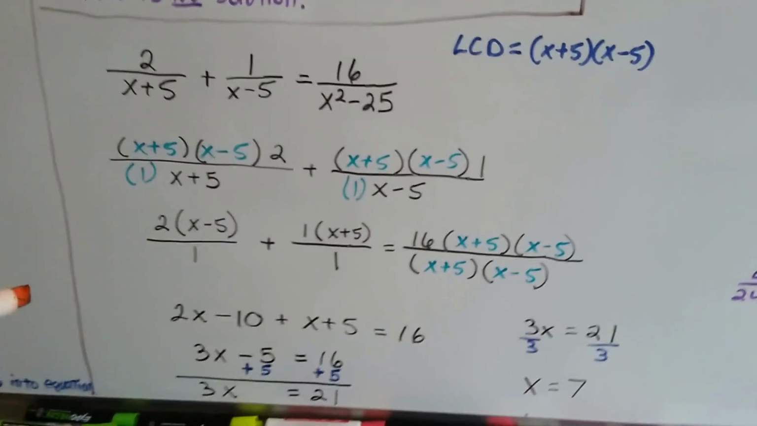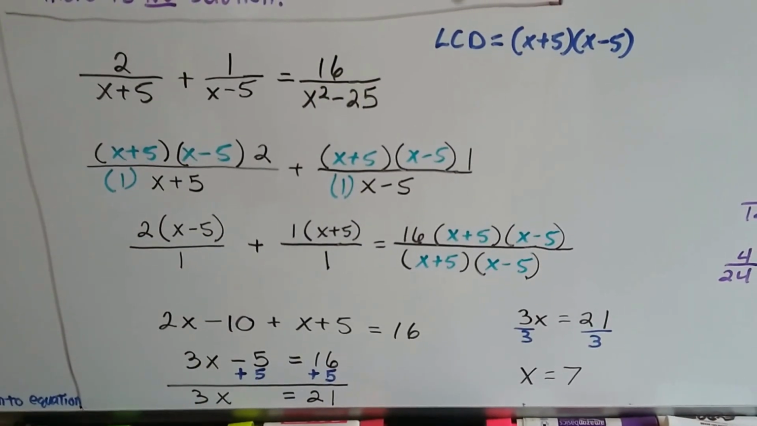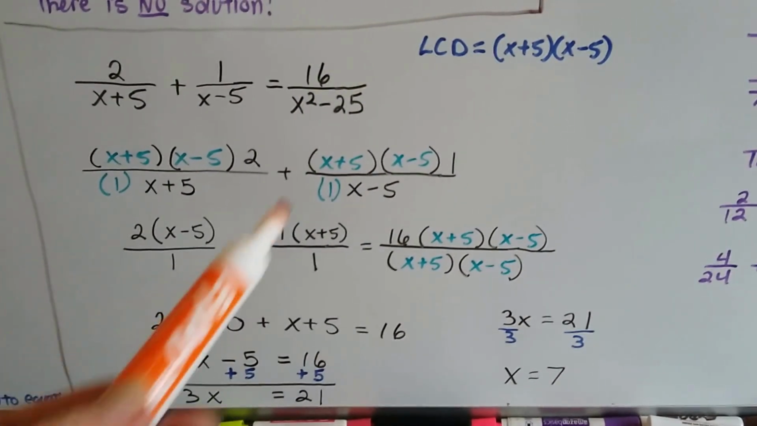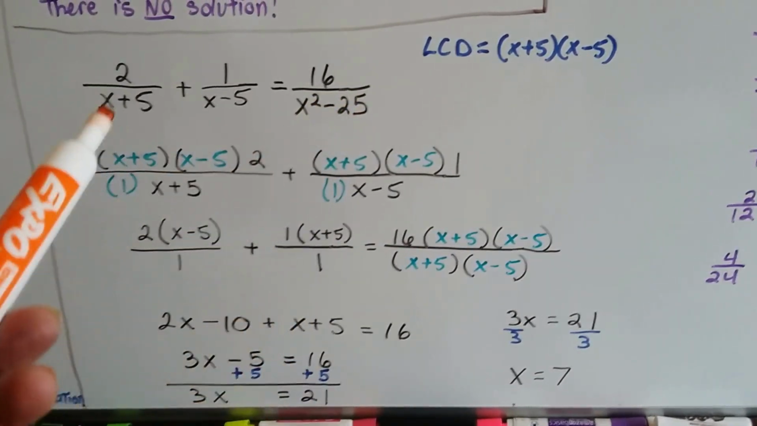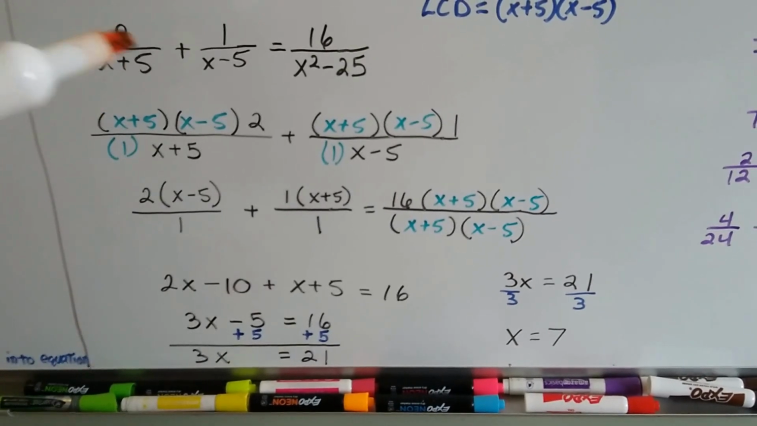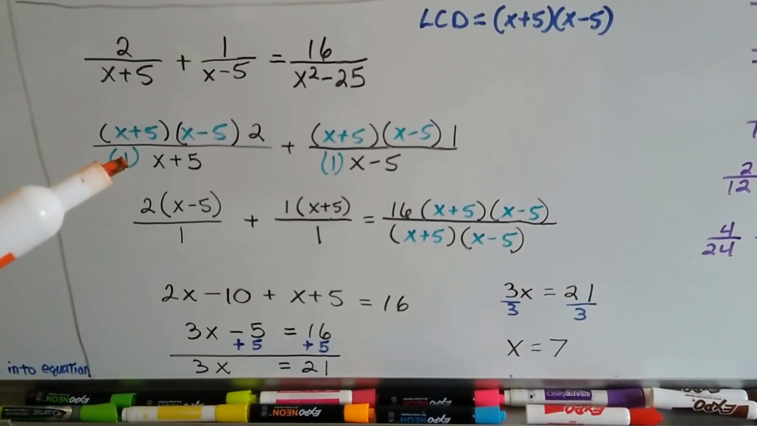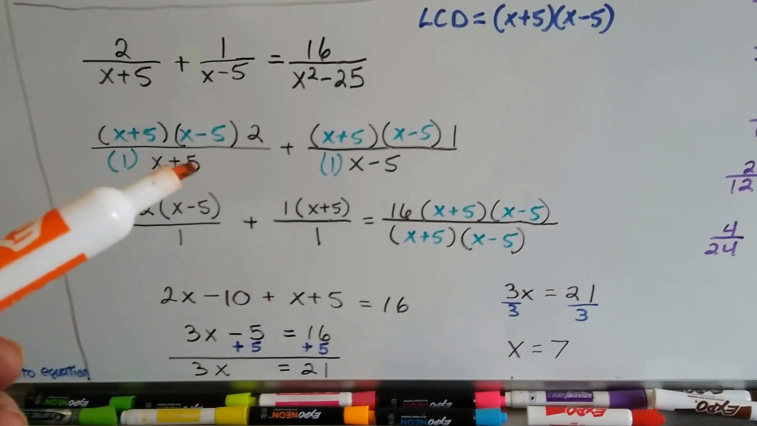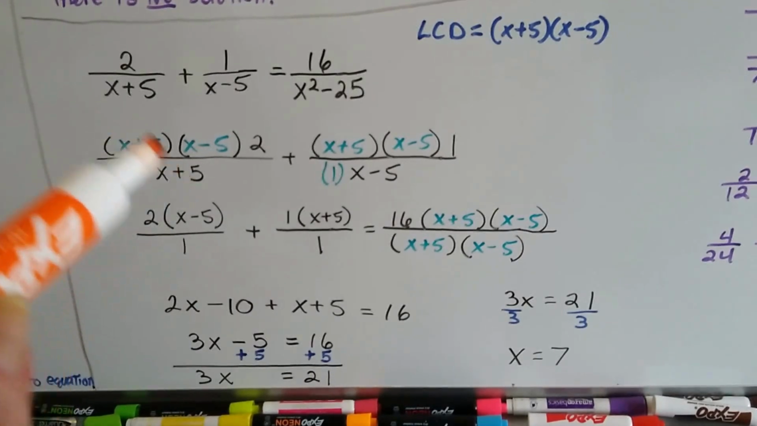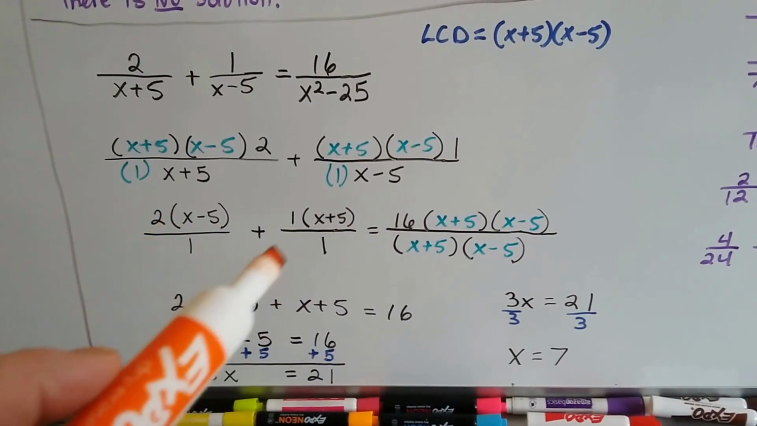And you can see that what we had to do before we could even do this one was we had to factor that denominator. And our LCD ends up becoming x plus 5 times x minus 5. Because that's what this would be factored, and we have an x plus 5, x minus 5 here. So now for this term, we get 2 times x plus 5 times x minus 5, over a 1 times x plus 5. See that? And if you look, these two can cancel out as a 1. So all we're left with is this 2 times x minus 5 over 1, okay?